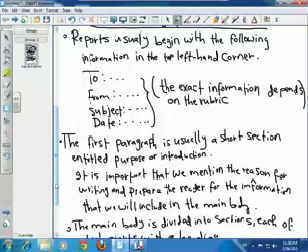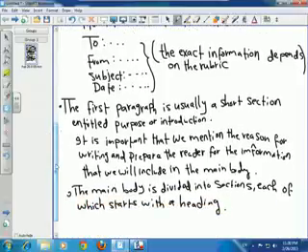What about the main body? The main body is divided into sections. It starts with a heading, like an introduction to every paragraph. And the very important thing with the body, guys, is that we should link with linking words.